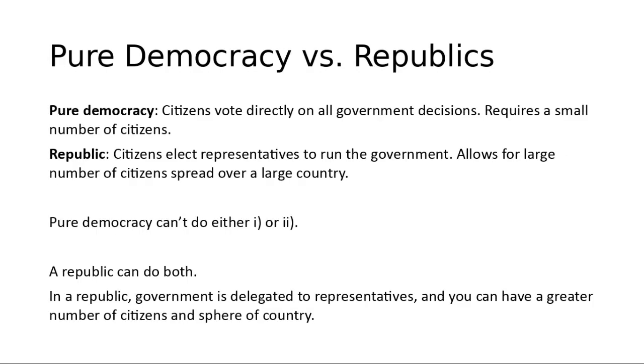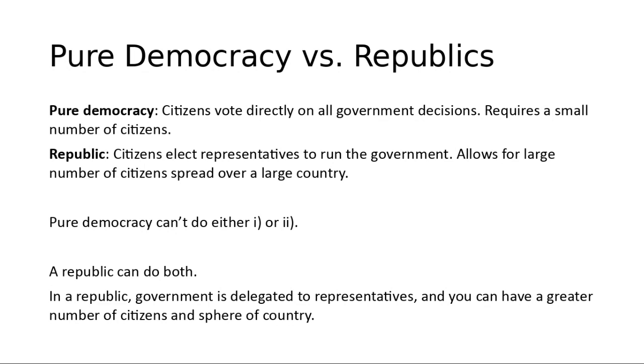He says there's two kinds of popular government. All right, there's pure democracy and there's republics. In pure democracy, the citizens vote directly on all government decisions. So they had that in ancient city-states of Athens, and you have to have a very small number of citizens to pull this off, because they've all got to be able to gather and vote on everything that happens. It's like we were all a member of the House of Representatives. You can only do that when there's a very small number of citizens.